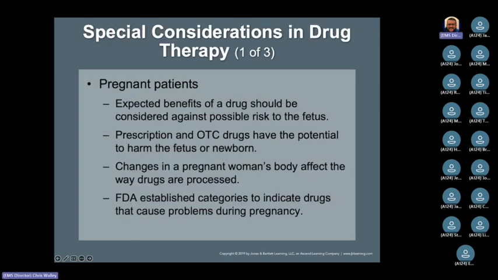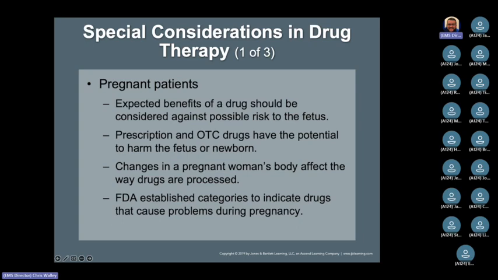Some special considerations in our drug therapy. Obviously, pregnant patients. Before you administer medication to a female of childbearing age, we need to know: is there a possibility that they could be pregnant? Granted, if they're of childbearing age, there's always a potential chance that you could be pregnant. In an emergency situation, we know that the woman's health is the top priority, so we may not ask that particular question in an emergency.